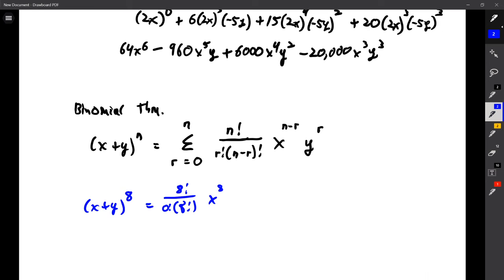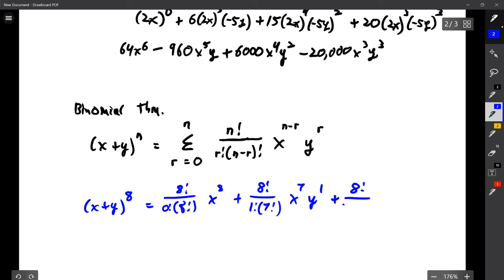Okay. Then sigma notation says do plus, and now let's kick r from being 0 up to being 1. So we still have 8 factorial over 1 factorial now, and then 8 minus 1 is 7, so now we have 7 factorial, x to the 7th, y to the 1st, plus, and we still have 8 factorial on top, but now it's over 2 factorial, 6 factorial, x to the 6th, y squared.